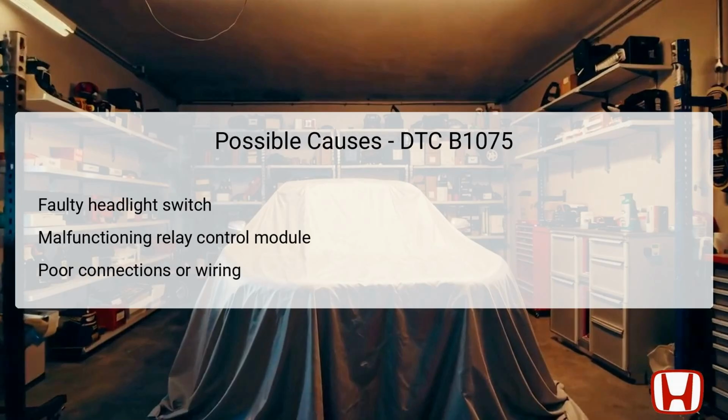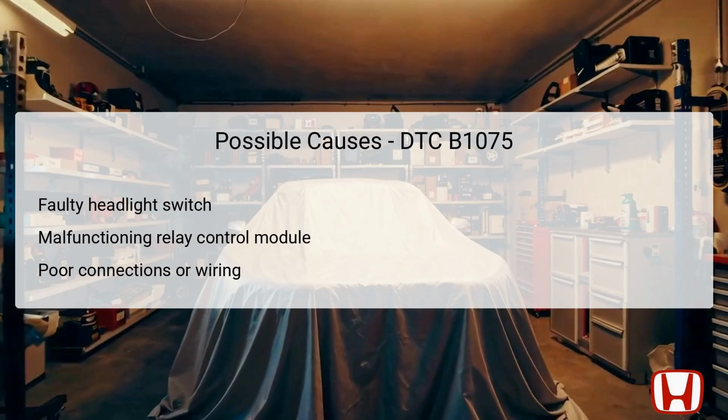One potential cause of DTC B1075 is a faulty headlight switch itself, which may not correctly complete the circuit needed for the headlights to function. Such faults may stem from wear, damage, or internal failures within the switch.